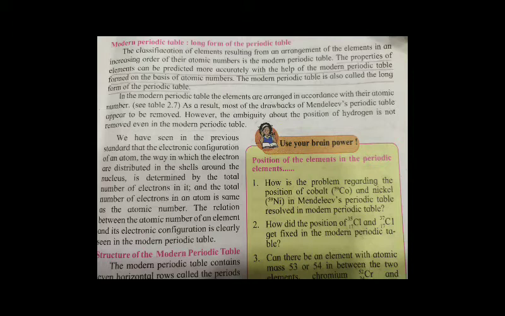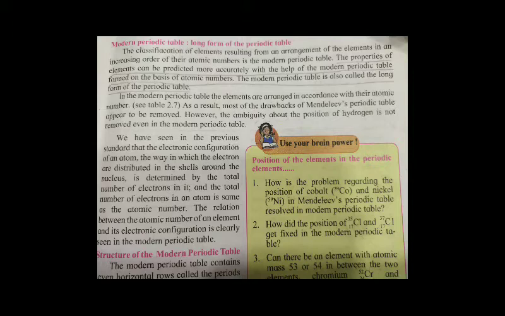Friends, we have seen electronic configuration in the previous standard. How electrons are distributed in shells is determined by the total number of electrons. The total number of electrons is equal to the atomic number. So in this modern periodic table, the relation between the atomic number and electronic configuration can be clearly seen.